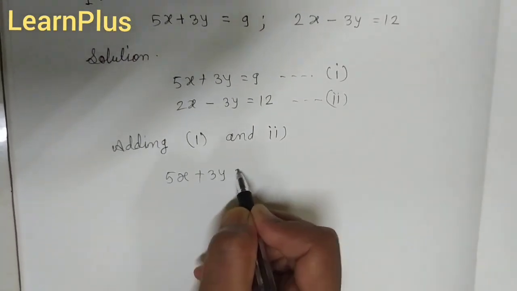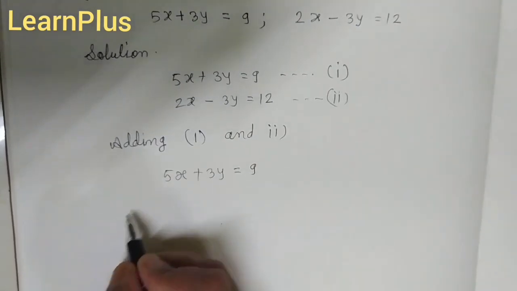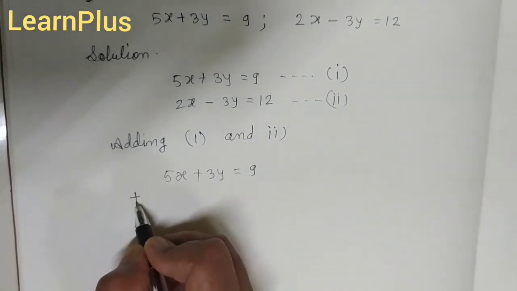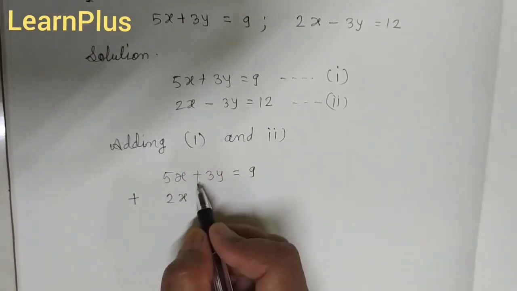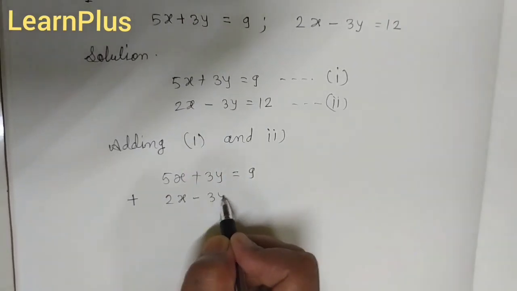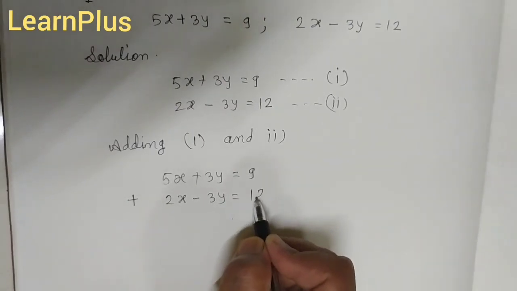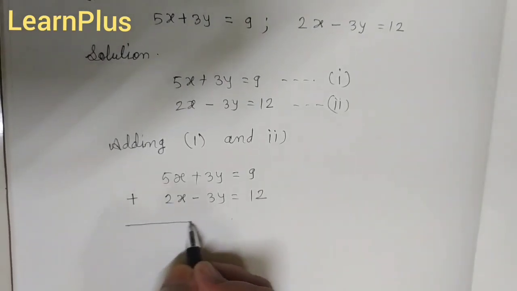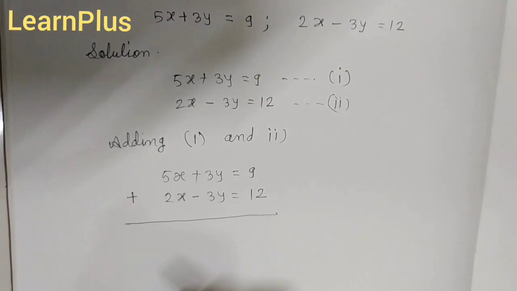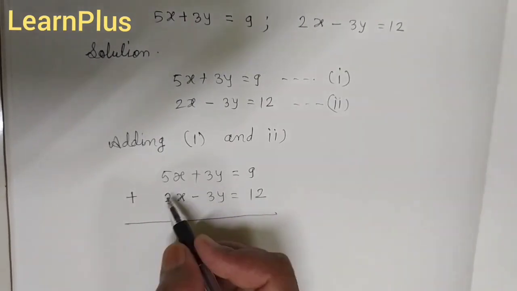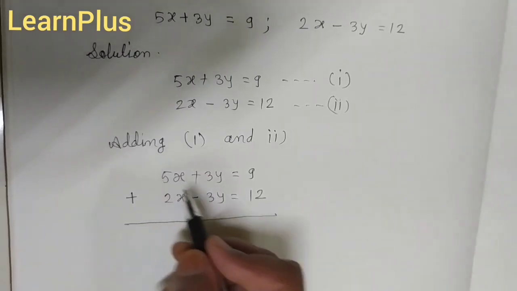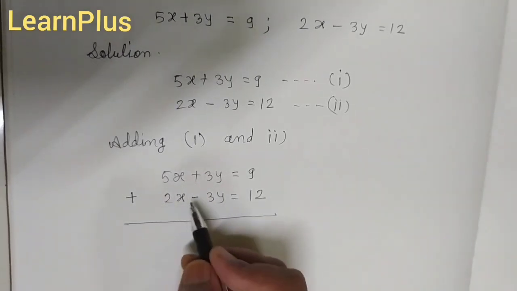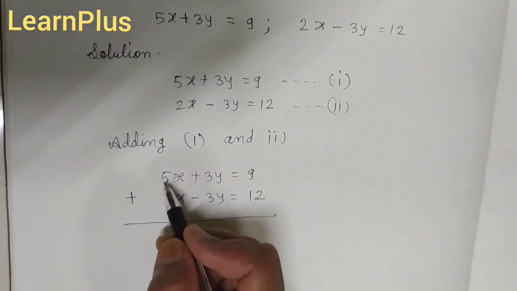Here the first equation is 5x plus 3y is equal to 9. Now add. Add means here plus sign. Then the second equation, 2x minus 3y is equal to 12. We will add here. Okay, how to add? Here first we'll consider the signs. Here which sign is there? Plus sign. Here plus sign. Then plus means we can add.